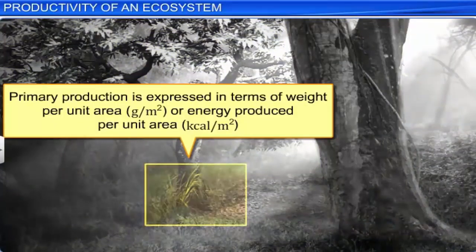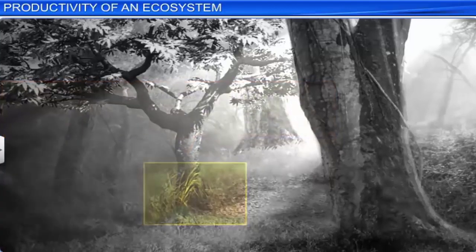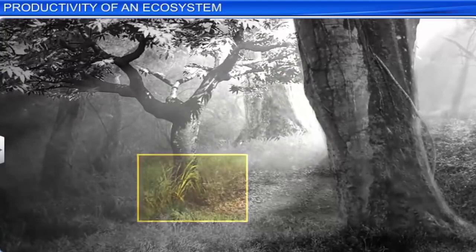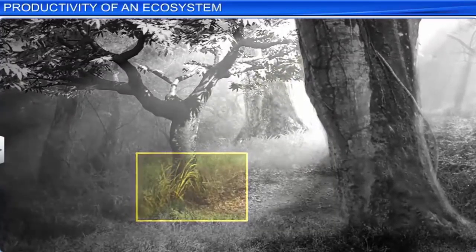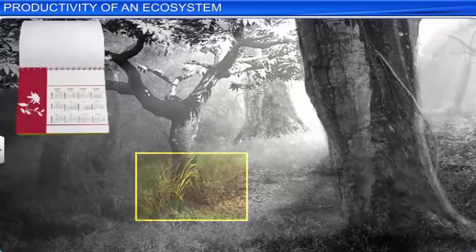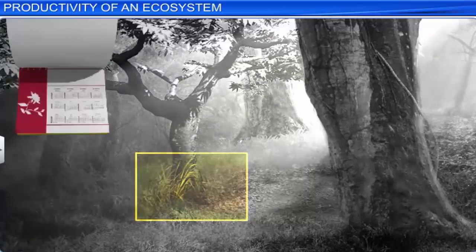Is expressed in terms of weight per unit area, that is, gram per meter square, or energy produced per unit area, that is, kilocalorie per meter square. The rate of primary production is called primary productivity. In other words, primary productivity is the amount of biomass produced per unit area and per unit time by plants during photosynthesis.